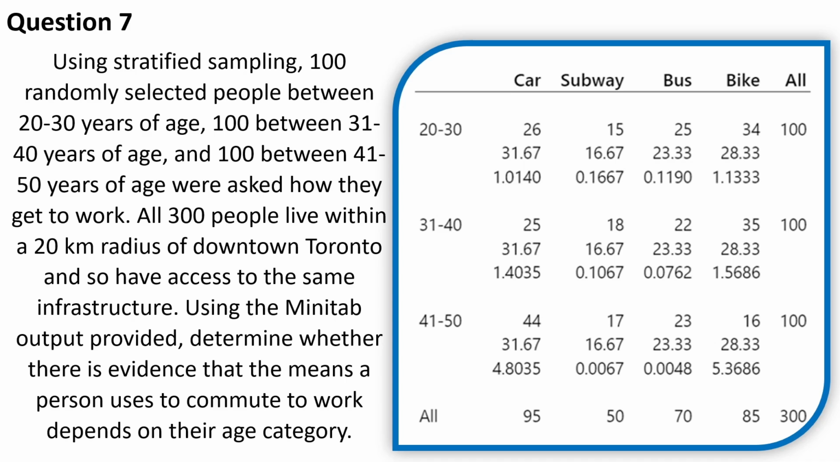And so they have access to the same infrastructure. Using this Minitab output I provided, determine whether there's evidence that the means a person uses to commute to work depends on their age category. So this one should be fairly straightforward. Let's see.